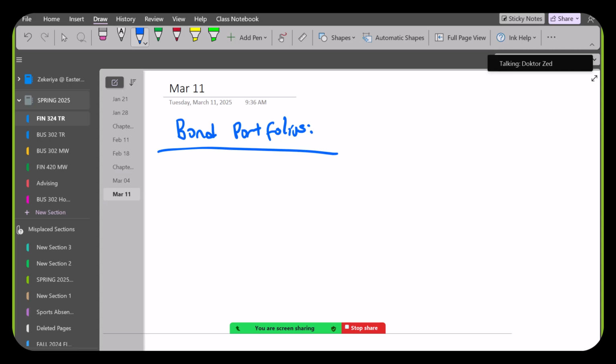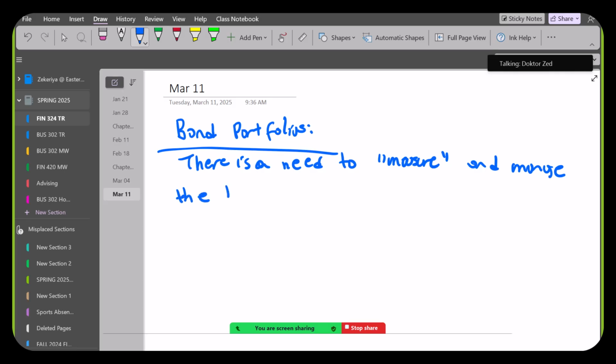Bonds are not something that you carry in isolation. If you're an individual, maybe you do, but as corporations or banks who are running bond books, you have a lot of bonds of different maturities, different coupon rates, sometimes different optionalities. That means there's a need to measure and manage the bond portfolio risk.